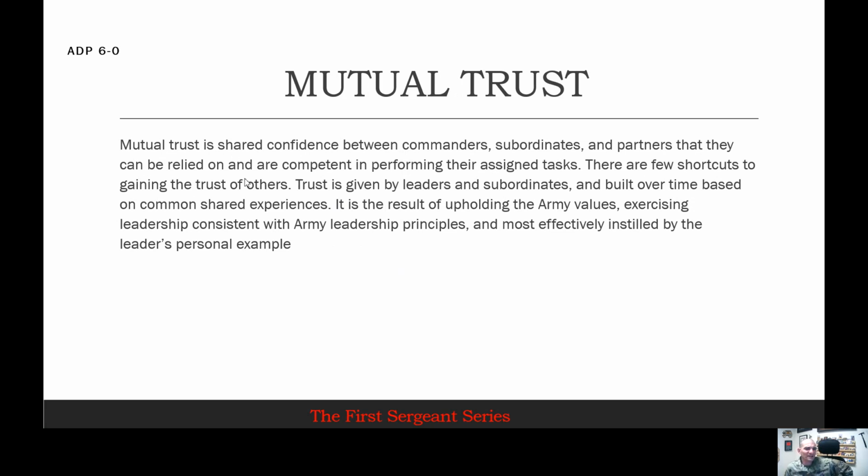Let's talk about mutual trust, okay? Mutual trust is a shared confidence between commanders, subordinates, and partners that they can be relied on and are confident in performing their assigned tasks, okay? We have to build relationships.